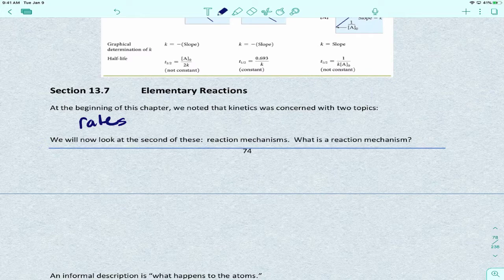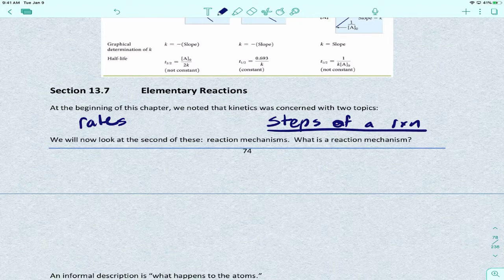The second part, and this is actually the start of that second part, what we're concerned with are the steps of a reaction. That's what we're going to focus on in the second half of this chapter. In other words, the question we're asking here is how? How does a chemical reaction actually proceed? In order to answer that question, we've got to introduce a new thing, and it is called a reaction mechanism.